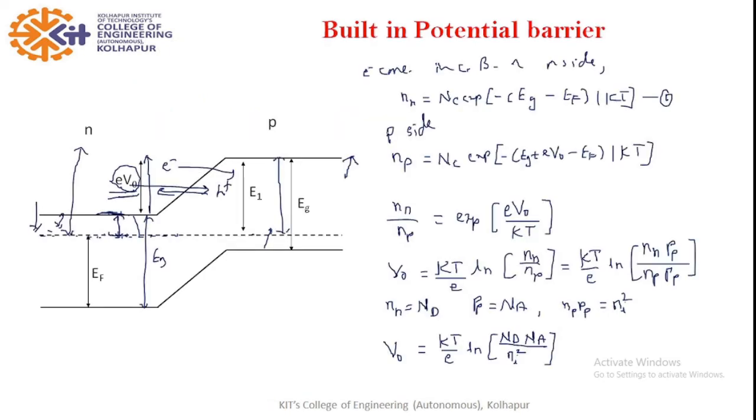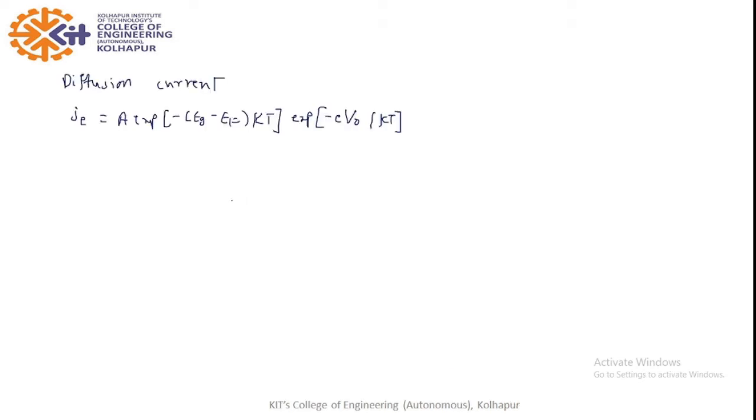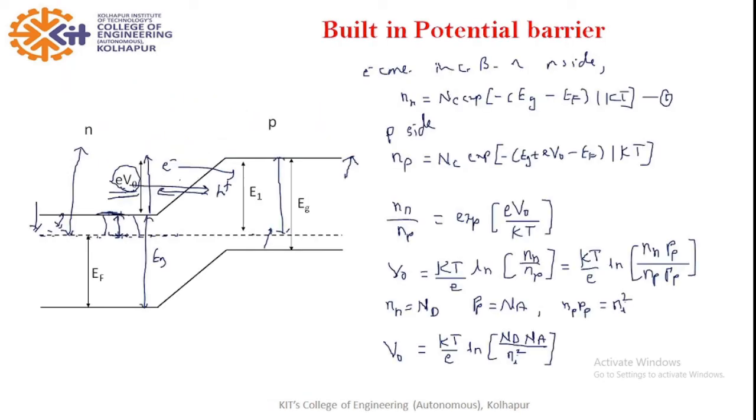I will show you in the diagram again. See, Ec minus Ef means this region plus EV0. That is E1. I explained it just some time before, so I will directly write this as A exponential minus E1 by kT. Is it the number of electrons on the P side? This is E1, the difference between the conduction band and the Fermi level. Therefore, it is the number of electrons on the P side.